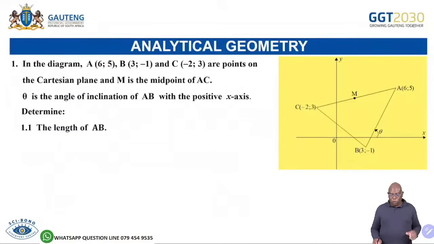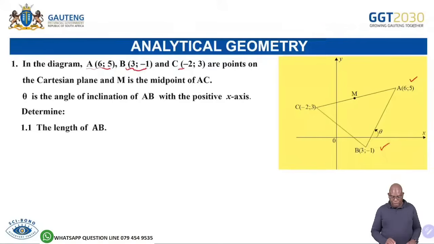The biggest thing that you need to look at here is the sketch and the information given, and see if the two match. If I go to the information given, in this diagram, A is (6; 5). So I go to my sketch and I see 6 and 5 as the coordinates of A. B is (3; -1). I go to B and then I get 3 and -1.